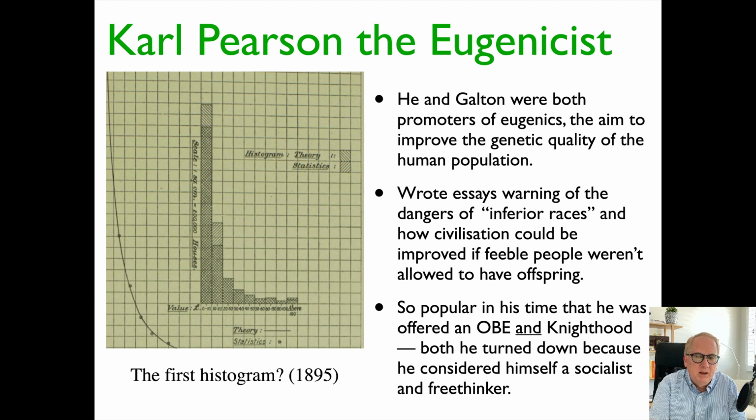In fact, he was a very big opposer of letting Jewish people emigrate to the United Kingdom because he thought of them, again, as an inferior race. So there's just plenty of horrible views and policies that Carl Pearson was involved with, largely because of his work with Galton. But interestingly, he was still very popular in his time, so these were not considered such horrible views. In fact, the King offered him an OBE and also a knighthood. But both of these he ended up turning down because he considered himself to be on the left, that he was a socialist and a free thinker, and he didn't want to have the imperial crown telling him what he did or didn't do.